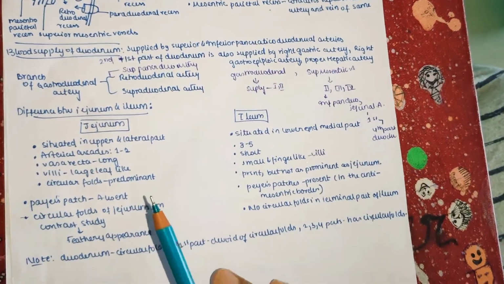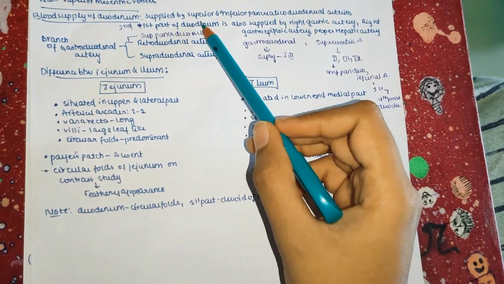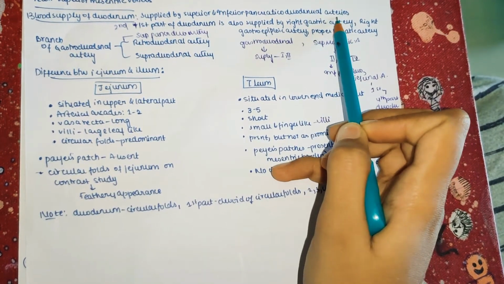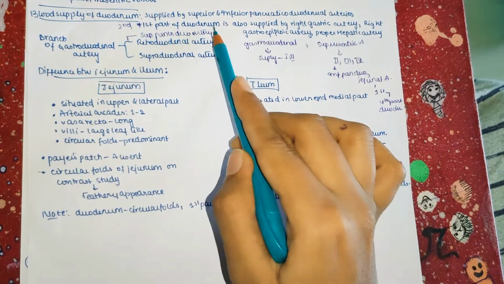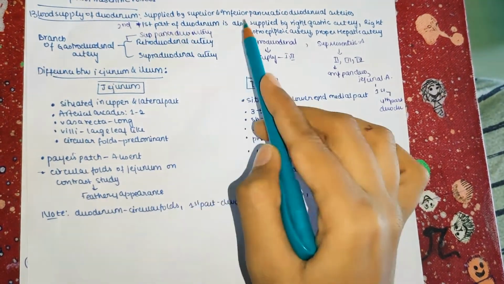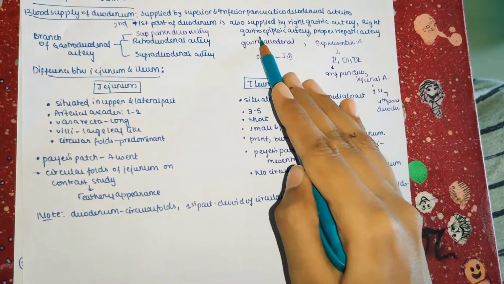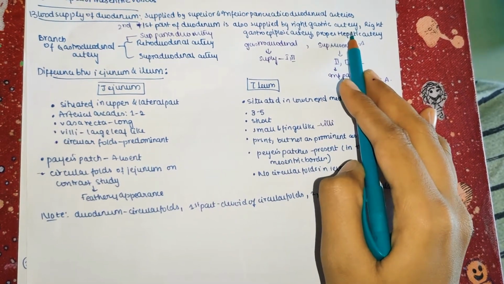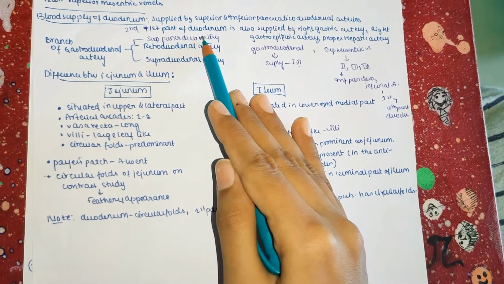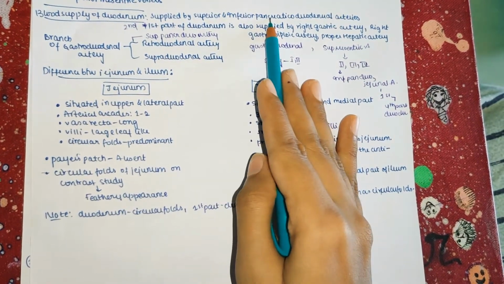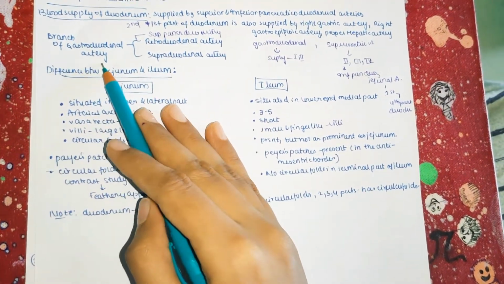Now coming to the blood supply of the duodenum. It is mainly supplied by the superior and inferior pancreaticoduodenal arteries, and the first and second parts of the duodenum are also supplied by the right gastric artery, right gastroepiploic artery, and proper hepatic artery. So all these arteries supply the first and second parts, along with the superior and inferior pancreaticoduodenal arteries. Finally, coming to the branches of the gastroduodenal artery.